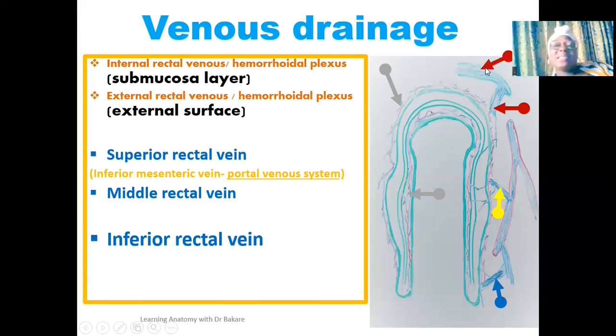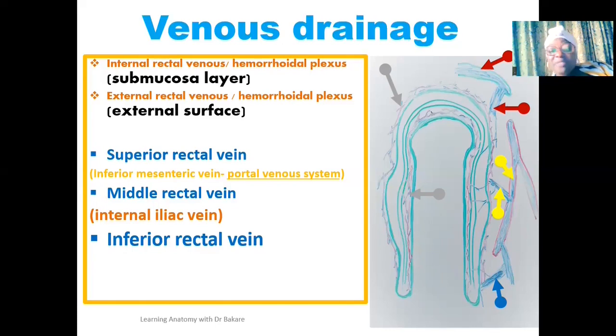And from the inferior mesenteric vein, it is further drained into the portal venous system around the liver. So this goes into the portal venous system. For the middle rectal vein, it is drained into the internal iliac vein. This is the internal iliac vein, which will also further drain into the common iliac, and this will be drained further into the inferior vena cava. That is the systemic venous network.